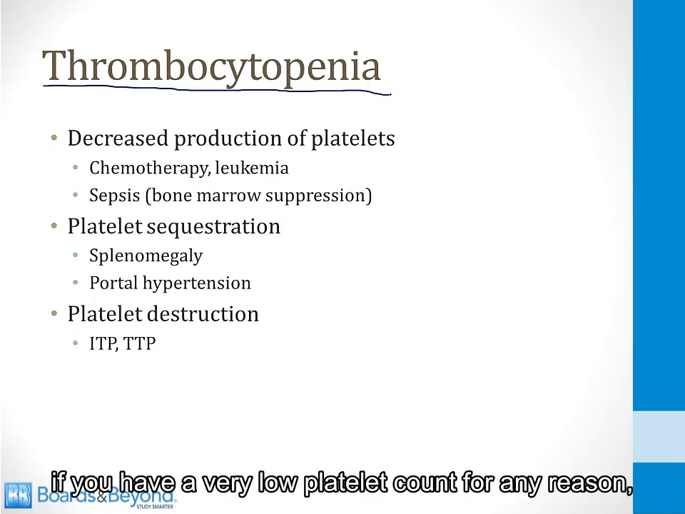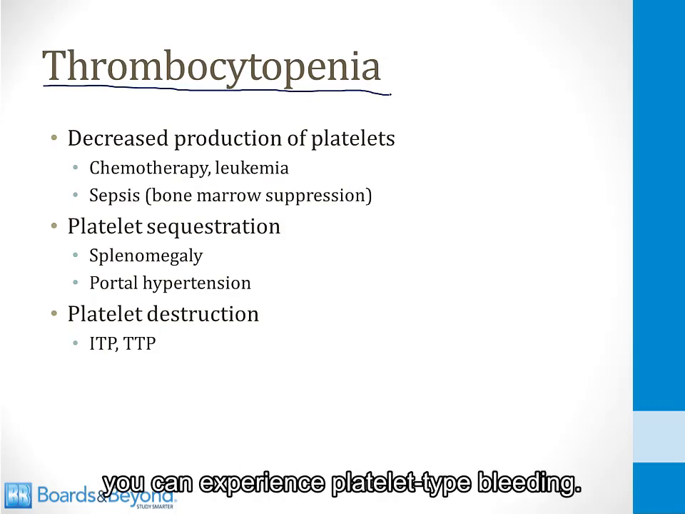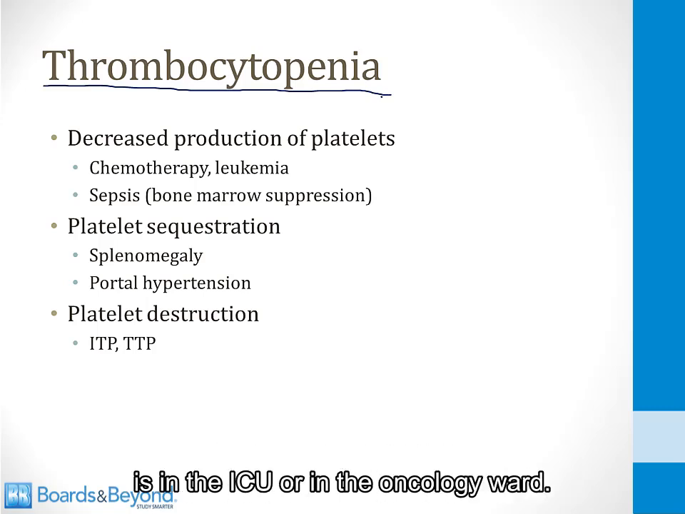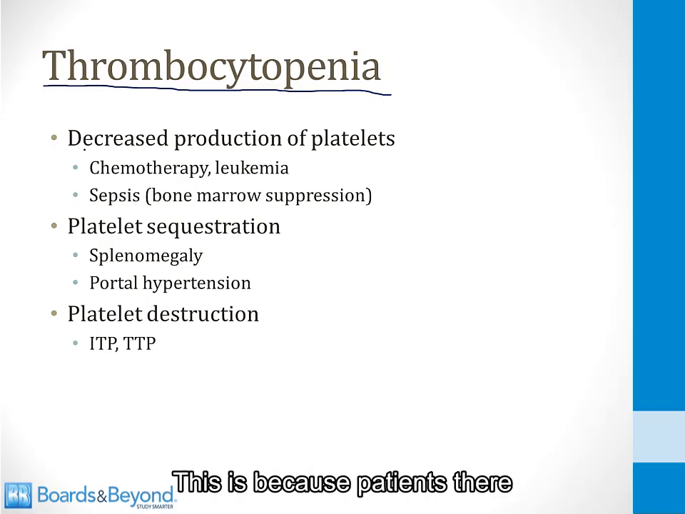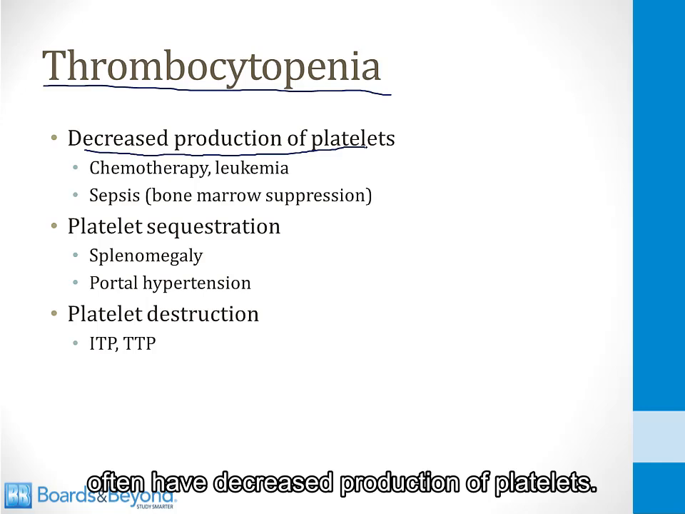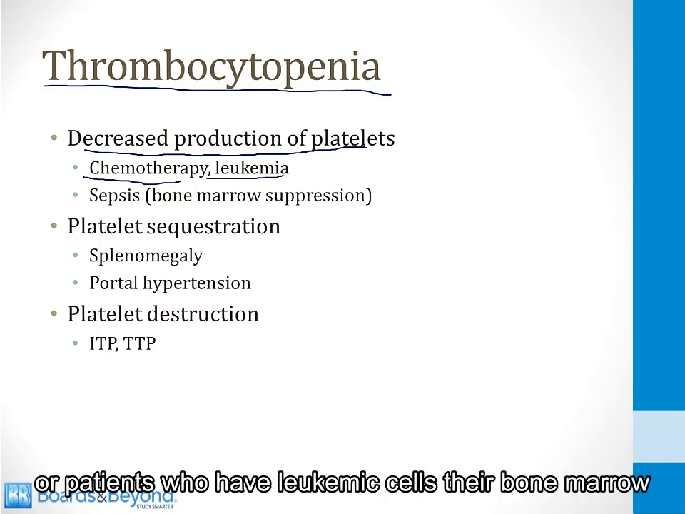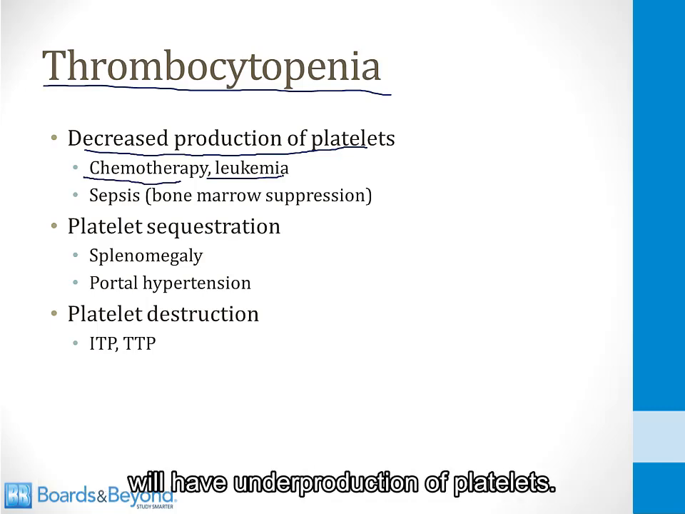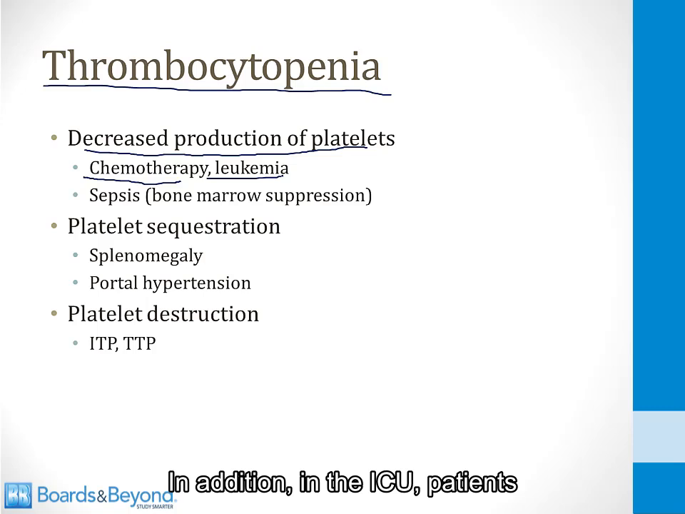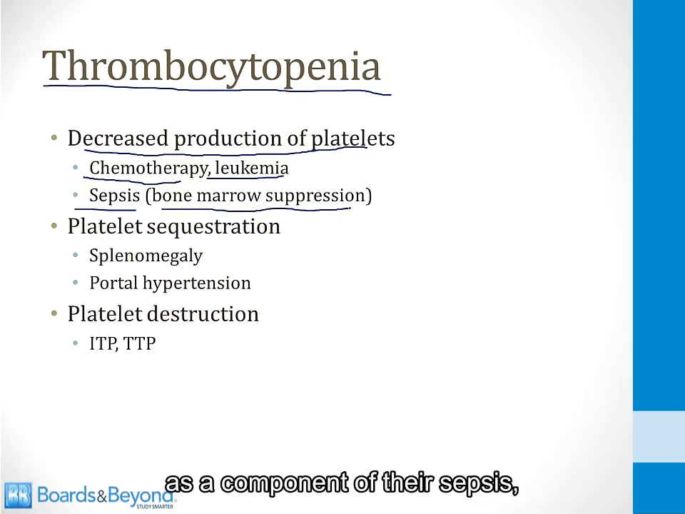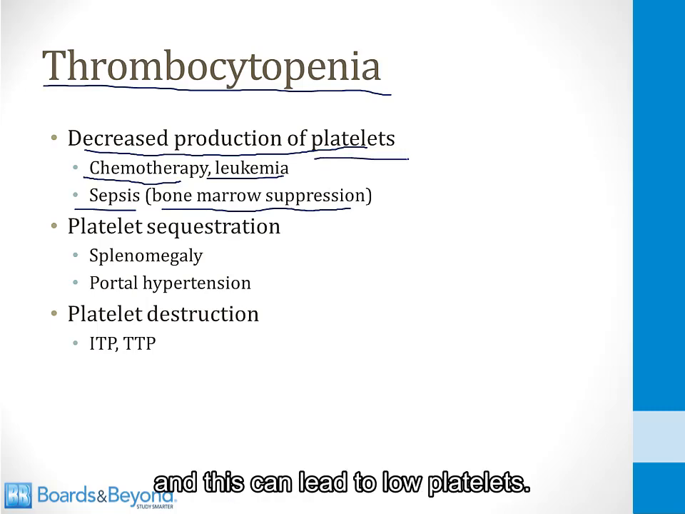Another cause of platelet-type bleeding is thrombocytopenia. If you have a very low platelet count for any reason, you can experience platelet-type bleeding. One of the places you will commonly see this in the hospital is in the ICU or in the oncology ward. This is because patients there often have decreased production of platelets. So on the oncology ward, patients receiving chemotherapy or patients who have leukemic cells in their bone marrow will have underproduction of platelets. In addition, in the ICU, patients who are septic often develop bone marrow suppression as a component of their sepsis, and this can lead to low platelets.